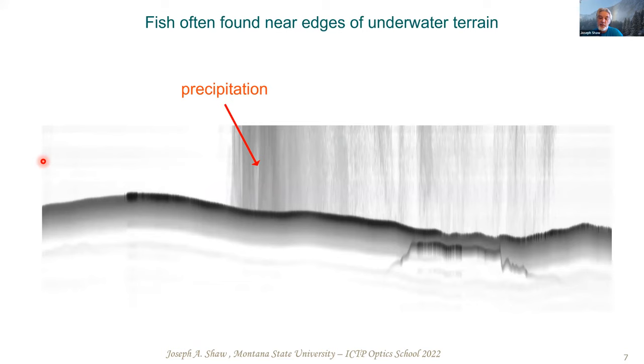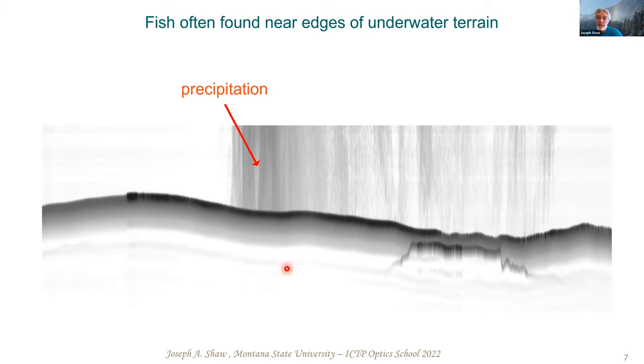So this is altitude on the vertical and time on the horizontal, and then the grayscale shows the intensity of the return. So the first thing you see is that we actually detect the snow falling below the airplane. And then we see the surface of the water and we get a signal several meters into the water. This is not ocean water, this is lake water. So it's much, much less clear.